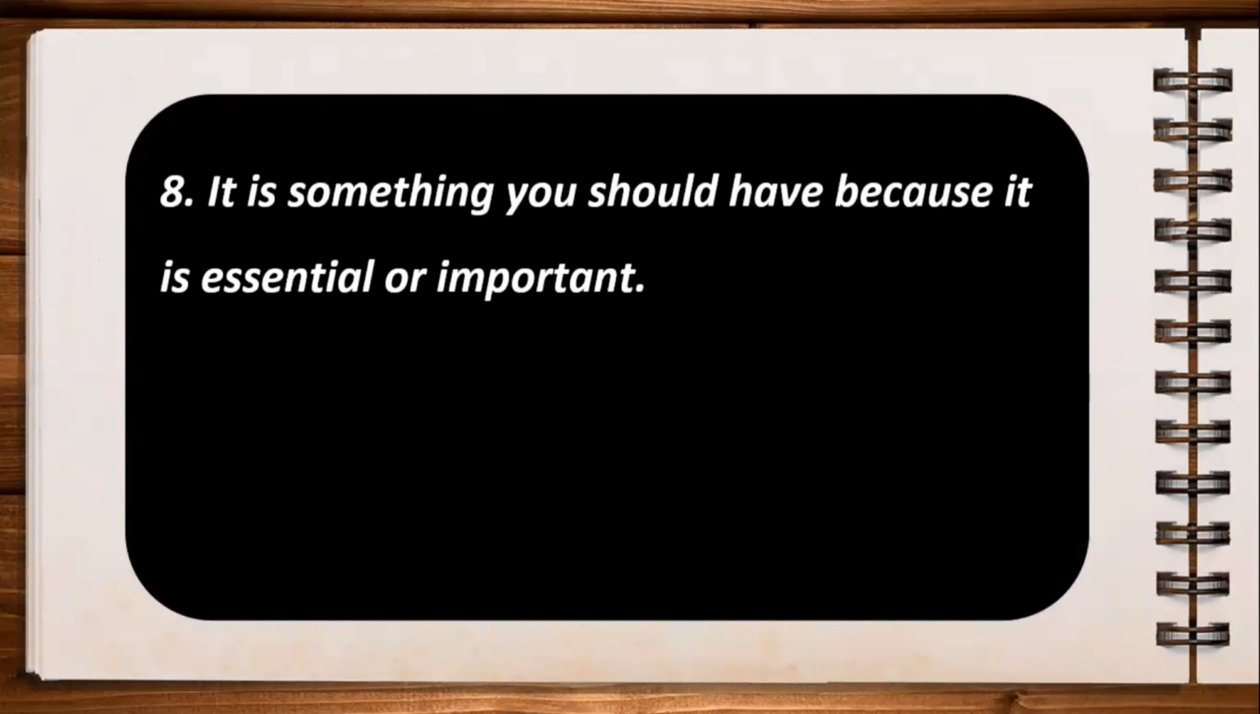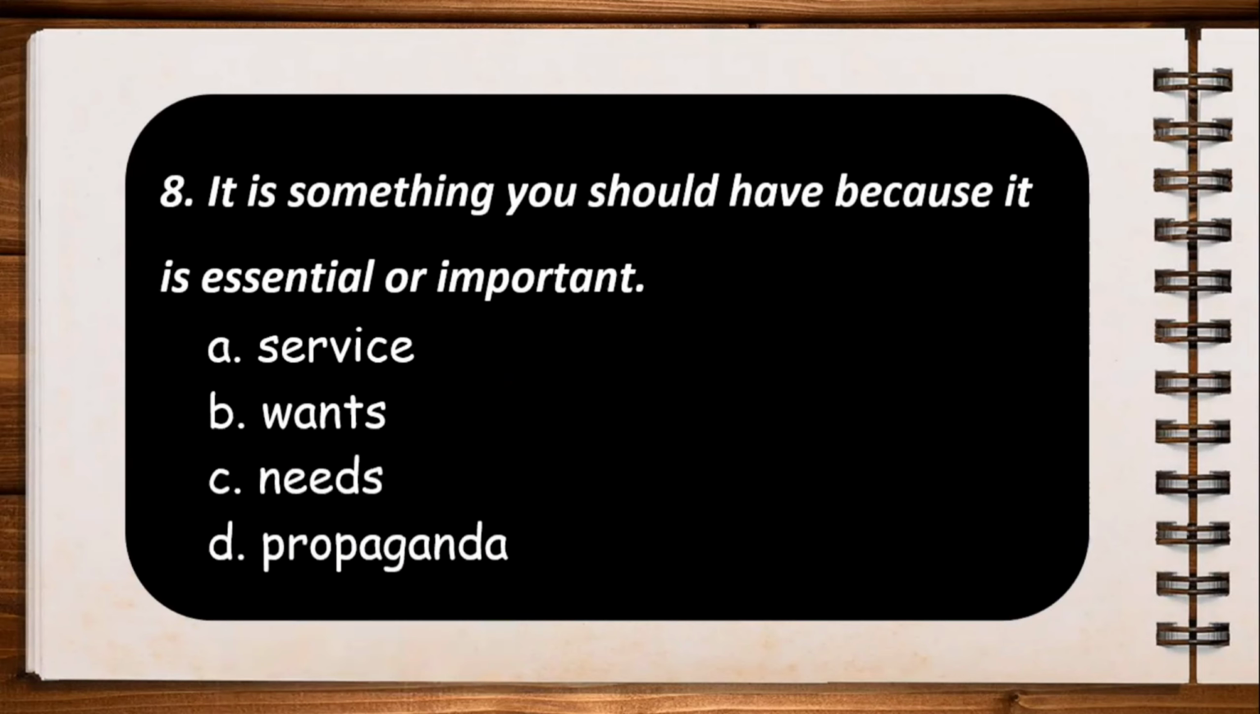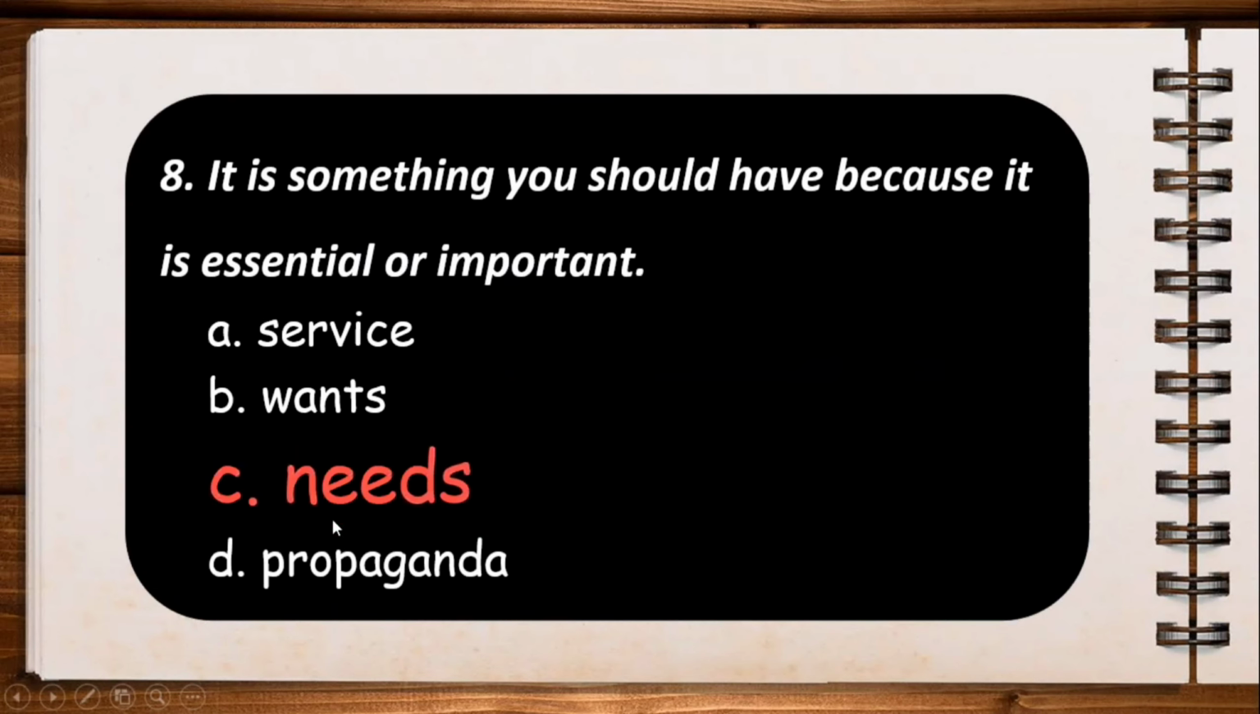Number 8. It is something you should have because it is essential or important. So what is that? Service, wants, needs, or D, propaganda. For example, rice. We need rice, right? So that is important. The answer here is needs, letter C. Those important things like rice are our needs.